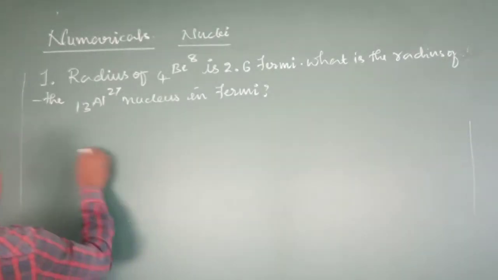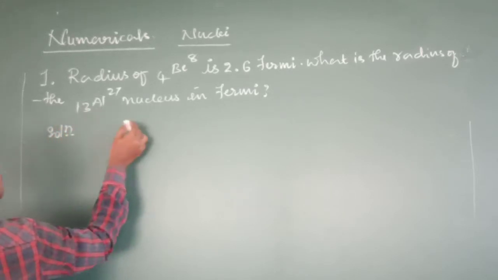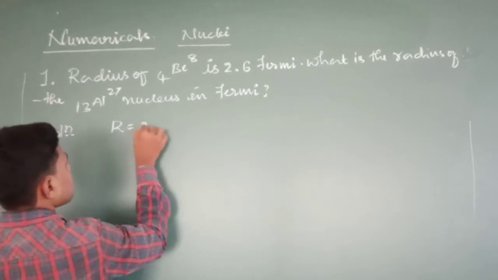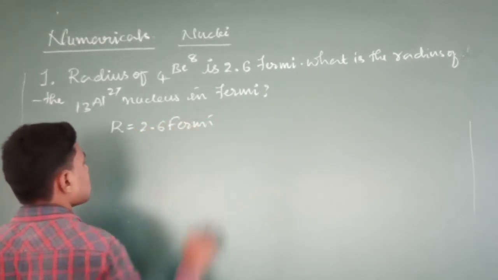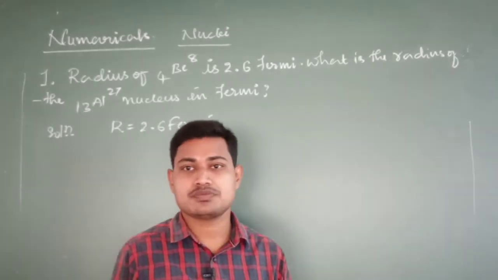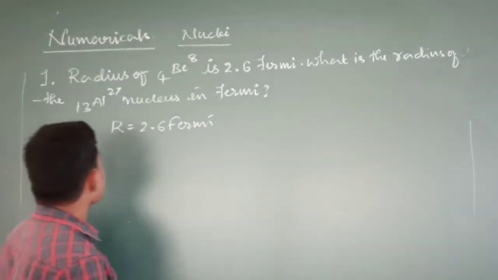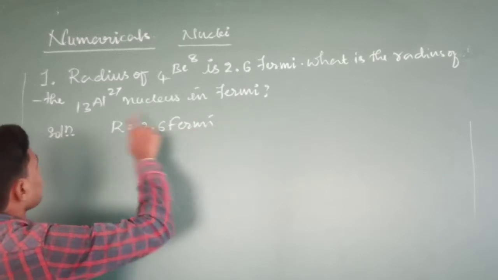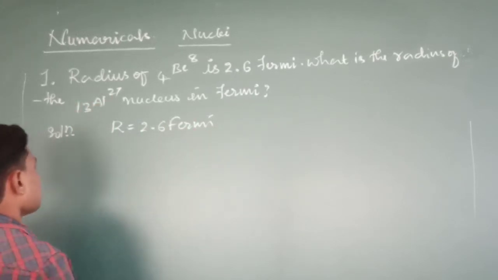So, the solution. The radius of beryllium is given as 2.6 Fermi. Fermi, I told you, is equal to 10 raised to minus 15 meter. So R is equal to 2.6 Fermi. What is the radius of the 13 aluminum 27 nucleus in Fermi, they are asking.